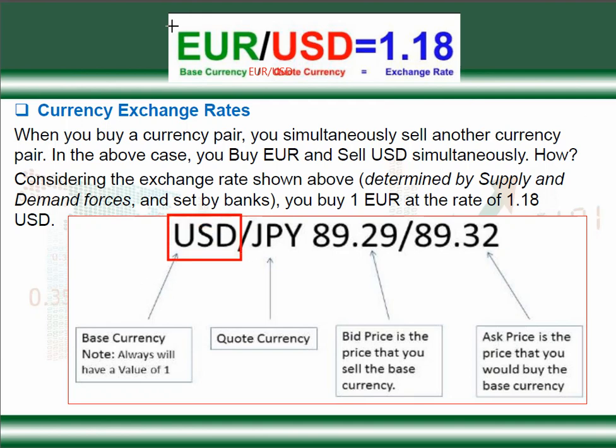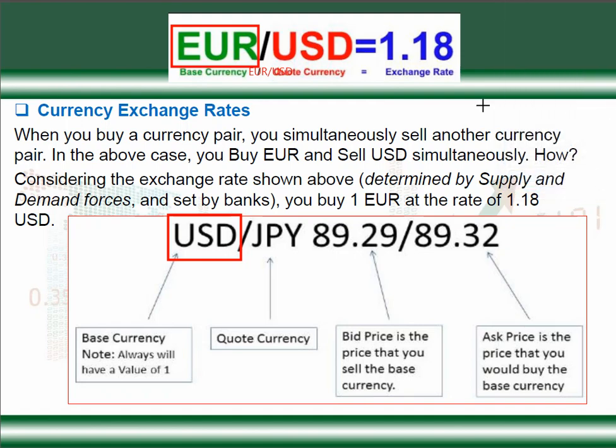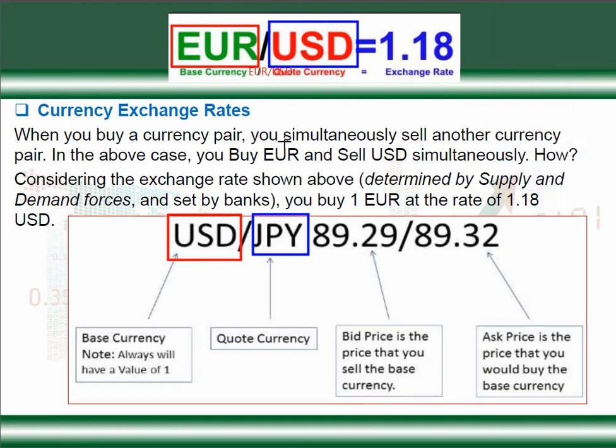The base, the base. Are we there? Let me change the color now. Again with this, the quote currency. Good? So that's how we look at it. Those in blue are the quote, and those in red are the base currencies.